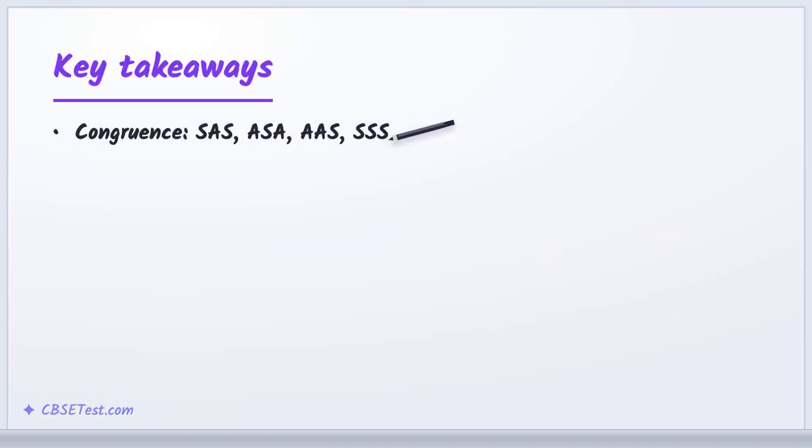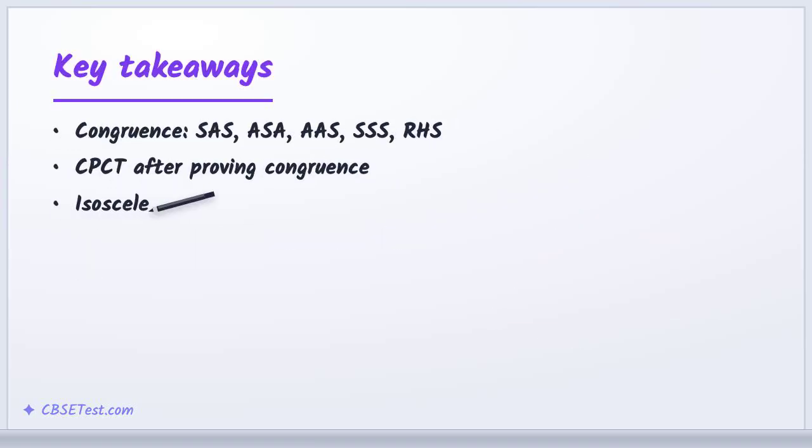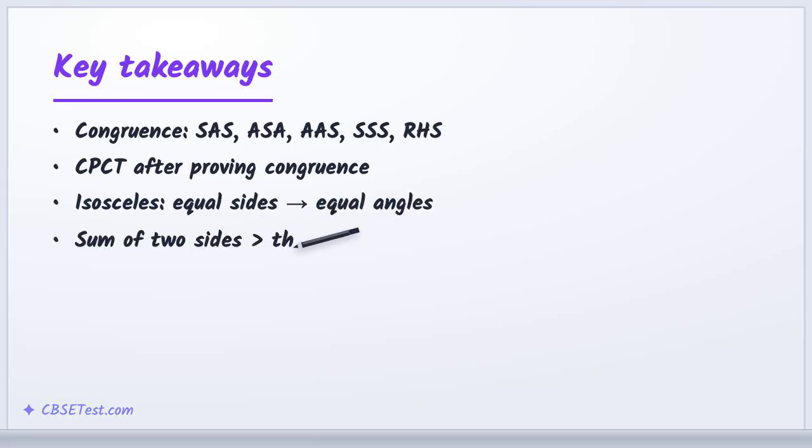To recap, prove congruence with one of the 5 criteria, then use CBSET. In isosceles triangles, equal sides give equal angles, and the sum of any 2 sides must exceed the third.